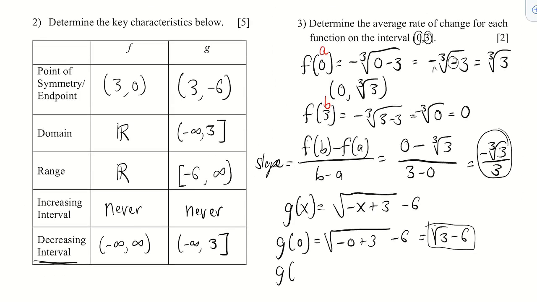Then I'm going to do g of 3. So that's going to be square root of negative 3 plus 3 minus 6. And we can see here that those two cancel, and I'm left with square root of 0 minus 6, which is going to give me negative 6.